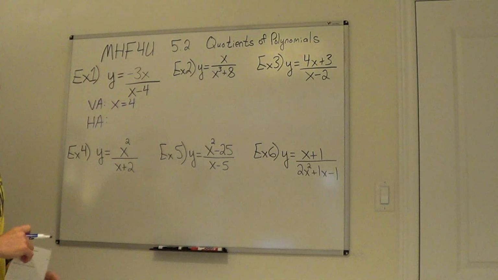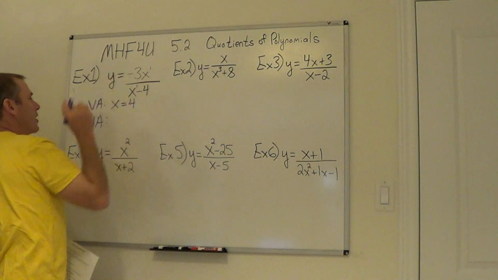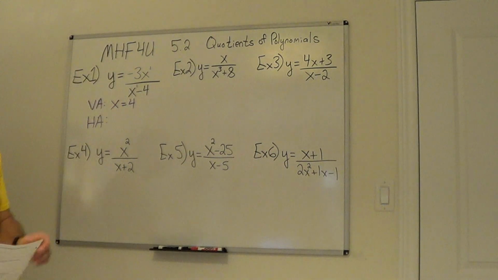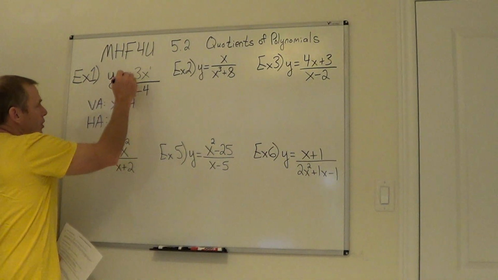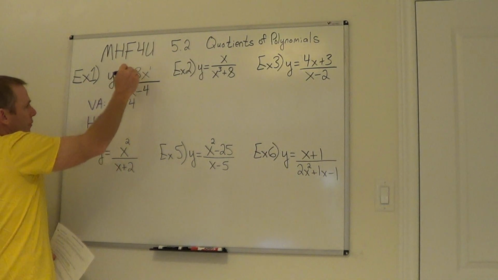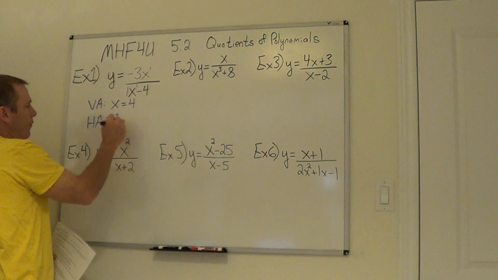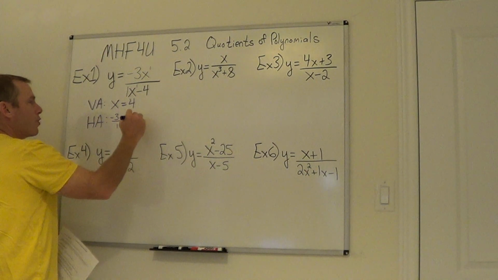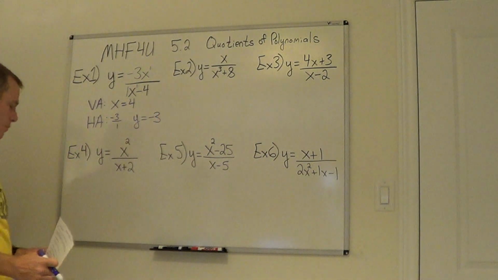Now, for our horizontal asymptote, we look at the degree of the polynomials. In the numerator I have a degree 1, and in the denominator I also have a degree 1, so they're equal. In that case, we look at the leading coefficients of those highest powers. I have a negative 3, and in front of the x in the denominator I have a coefficient of 1. So there is a horizontal asymptote at y equals negative 3.